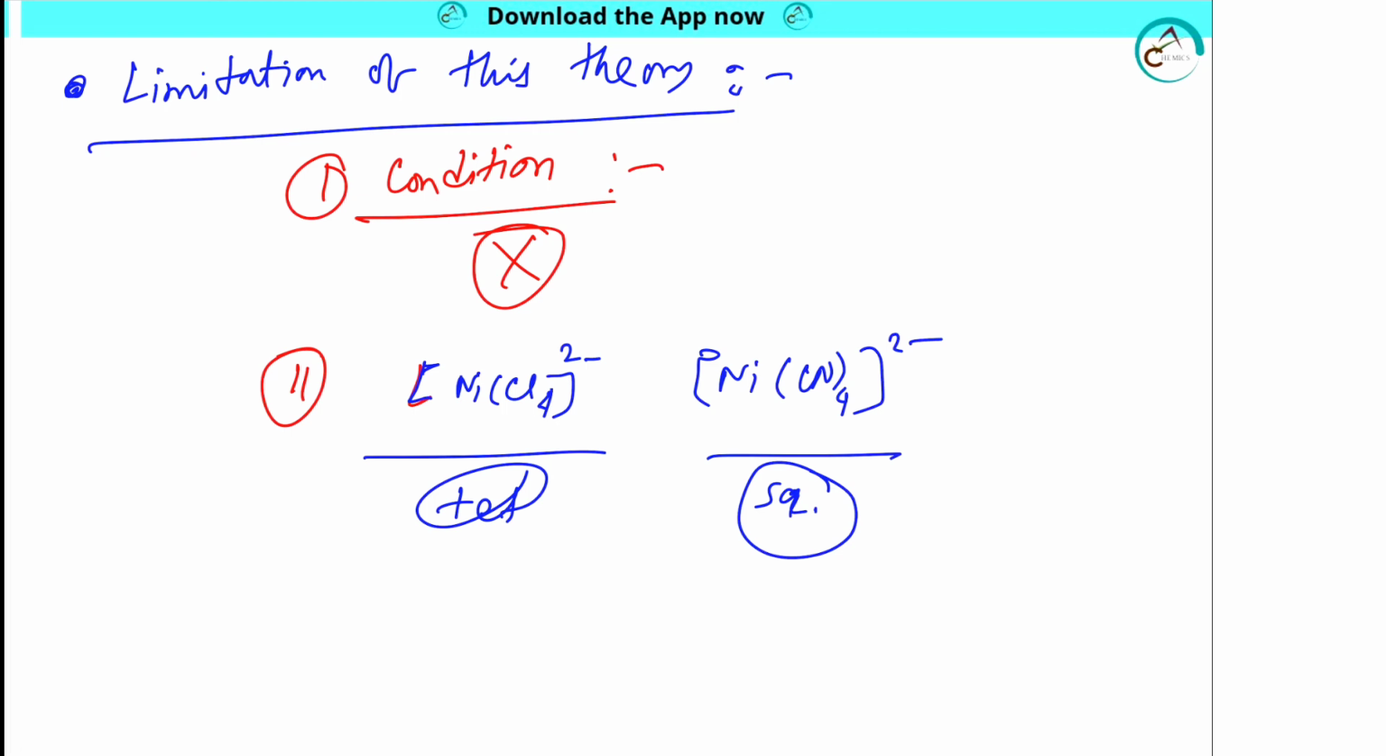This is another limitation. The third limitation of VBT is very important. That is, VBT theory cannot explain the color of the system. Why copper sulfate is blue, why another system is green, VBT theory cannot explain this. Even VBT theory cannot explain the exact magnetic properties. I told you that the paramagnetism and diamagnetism property, according to VBT theory, you can explain, but the exact magnetic properties cannot be explained through VBT theory.